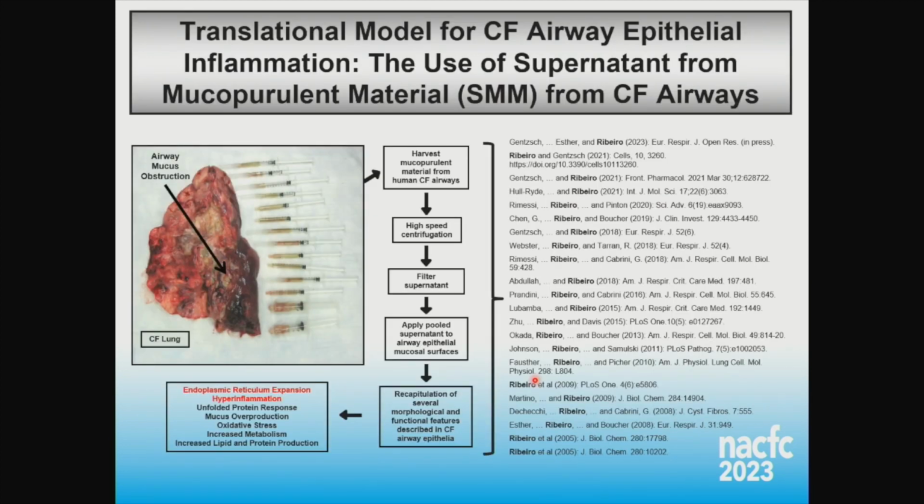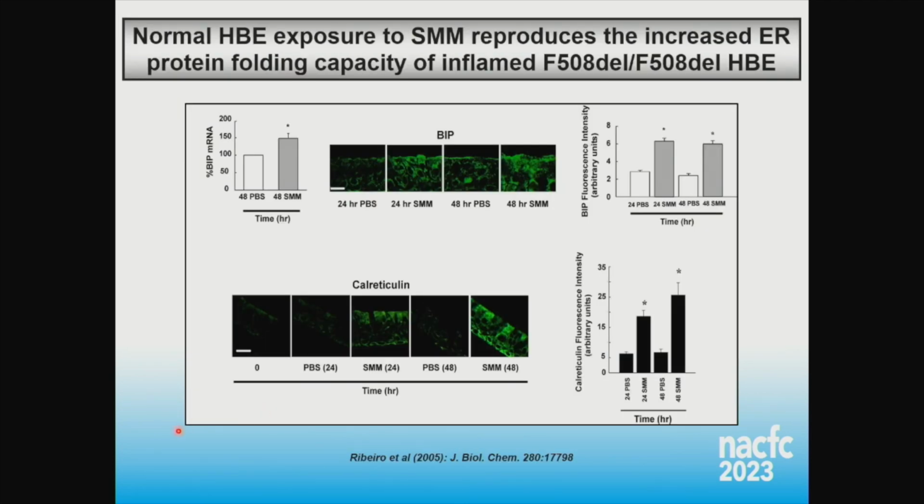To address this hypothesis, we developed the following translational model. That model consisted of harvesting mucopurulent material from excised CF lungs. That material was subjected to high-speed centrifugation. The resulting supernatant, which we coined SMM, or supernatant from mucopurulent material, was then filtered, pooled from several CF lungs, and applied to the mucosal surface of naive cultures. In doing so, we could reproduce the inflammatory phenotype that led to all these alterations, including ER expansion and hyperinflammation, among many others. So, for example, if we exposed naive cultures to SMM, we could reproduce the high expression of ER chaperones such as BiP or calreticulin.